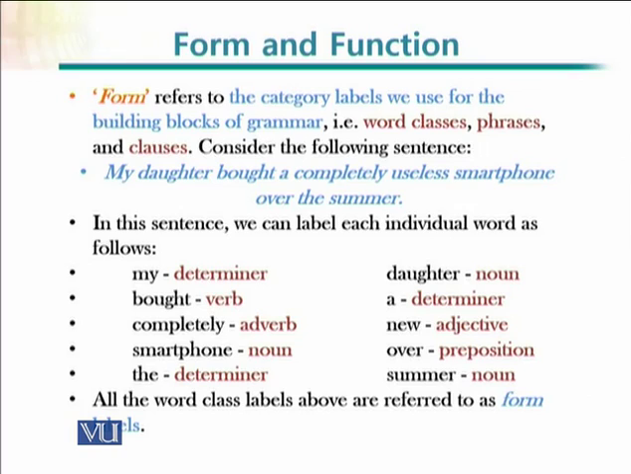My can be seen as a determiner, daughter a noun, bought a verb, a a determiner, completely an adverb, useless an adjective, smartphone a noun, over a preposition, the a determiner, and summer a noun. All the word class labels mentioned here could be referred to as form labels.